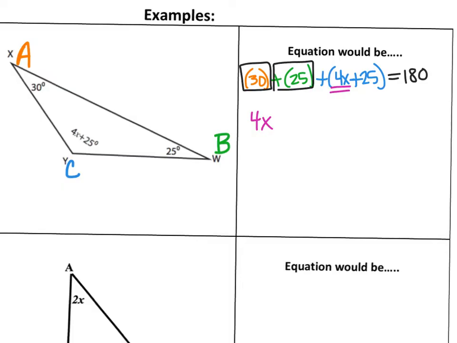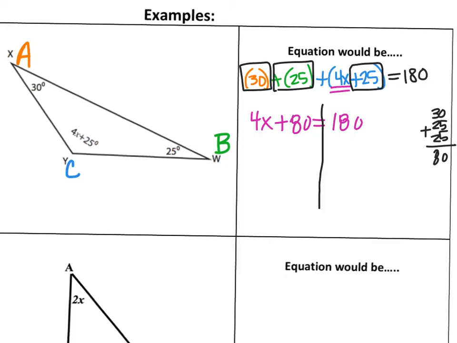If you like box and circle, box and underline, that's up to you. So 30 plus 25 plus 25. 25 and 25 is 50 plus 30 is 80. Okay, so now I know the value of those constant numbers is 80, and then the whole entire thing is 180 degrees. Now I'm just going to solve like a normal equation so I can find the value of x. I need to isolate the variable, so I'm going to get rid of this constant number.